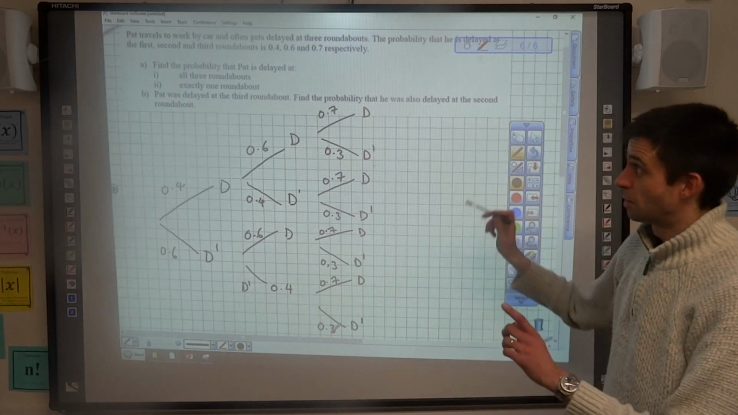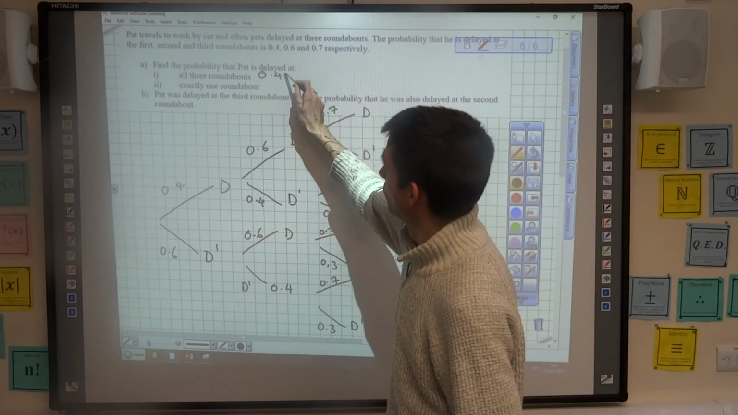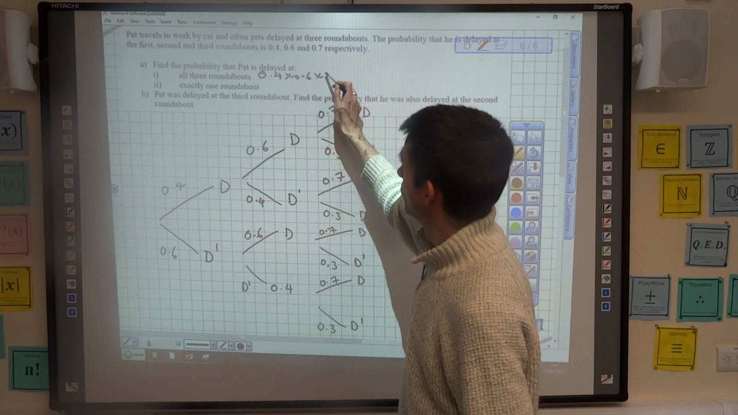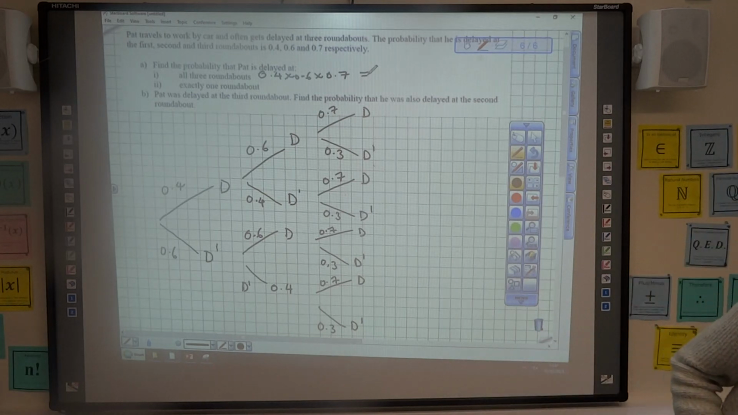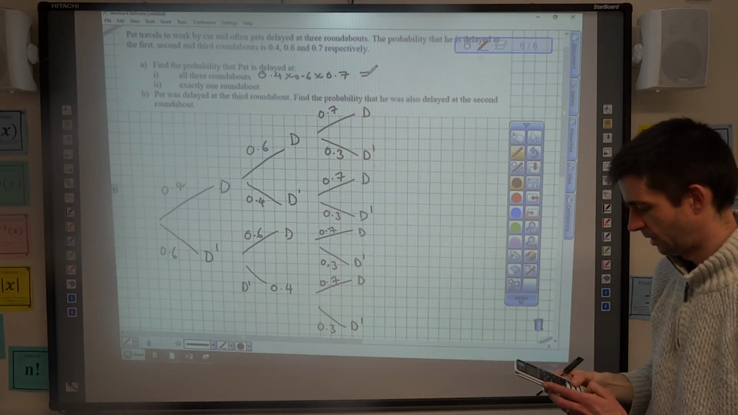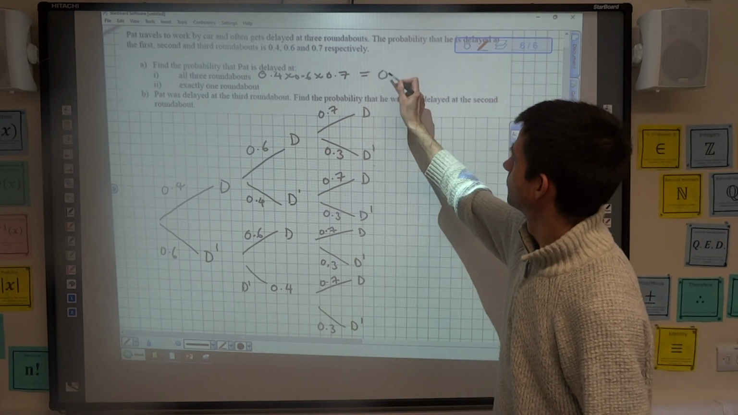Okay. So, probability of being delayed at all 3 roundabouts, I'll just do that bit up here, which is 0.4 times 0.6 times 0.7, which I think is 0.168, but I'll just give it a check. Yeah, 0.168.